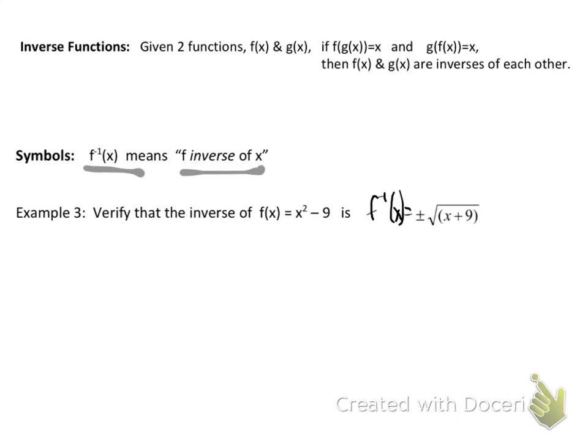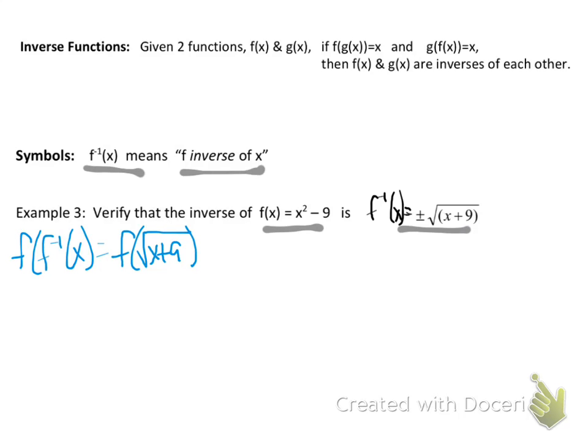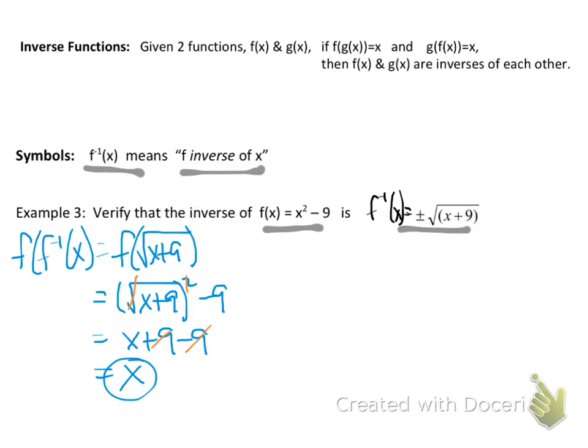So let's go ahead and verify that these two functions are in fact inverses of each other. In order to do that, we need to compose them, f of f inverse of x. So the first thing we're going to do is replace that inside f inverse of x with what it is, and then we're going to plug that into x in the f of x function. So for the x squared minus 9, remember squaring and square rooting undo each other, so we're left with x plus 9 minus 9. The plus 9 and minus 9 cancel out, and so we're left with just x.